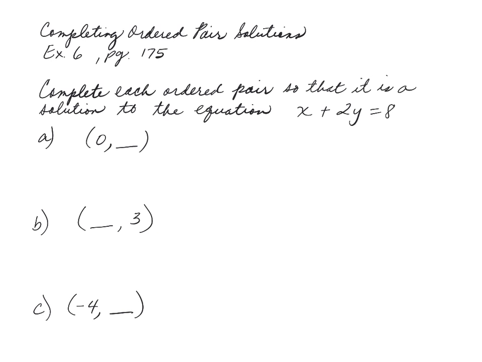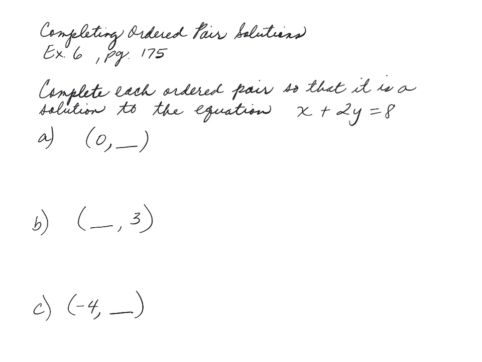Now we're going to complete ordered pair solutions. We're going to complete them so that it is a solution to the equation. Now here, this equation that we're going to use is x plus 2y equals 8. And what we're going to do is, here they're going to give you either an x value or a y value, and you're going to solve for the other value. With the first one, we're giving you a 0 for x. Then you have to solve it for the corresponding y. The second, we're giving you a y value. You have to solve it for the x. Third one, we're giving you an x, and you're going to solve it for the y.